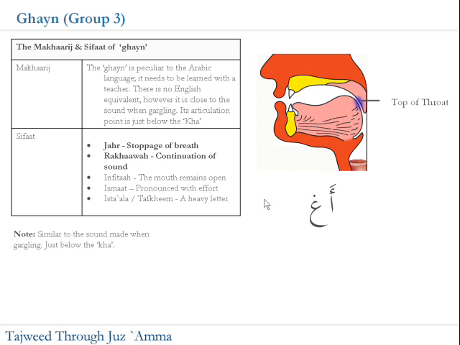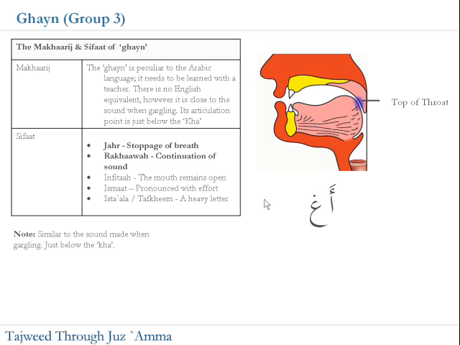Then we come on to the ghain, and this is again peculiar to the Arabic language. However, you could liken the sound to gargling in English. So if you were to gargle, you go ha, and it's the raising of the back of the tongue touching the top of the back of the throat. However, it's just below the ha. Okay, so here we have agh, and voweled it would be gha, ghi, ghu.